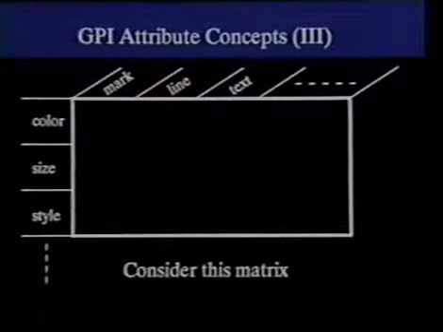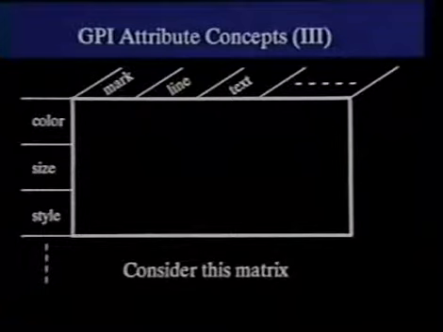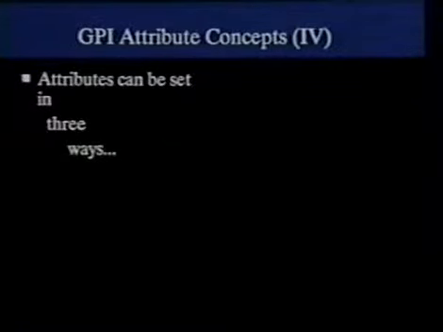Now, using this matrix, I want to begin to take a look at the ways in which you can set the attributes for various constructs that you're going to draw. On the left, the axis is one of color, size, or style, whereas along the top, horizontally, we've got the type of primitive, be they markers or lines or text. And there are a number of ways that you can set values for individual elements. That is to say, explicitly, attributes can be set in three different ways.